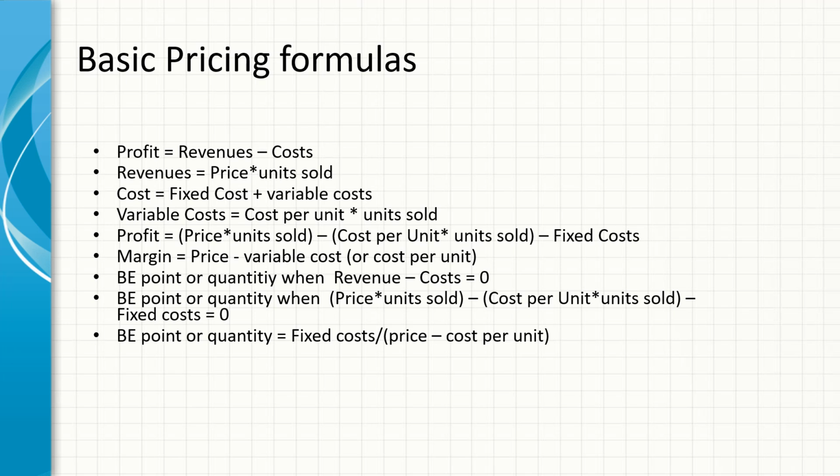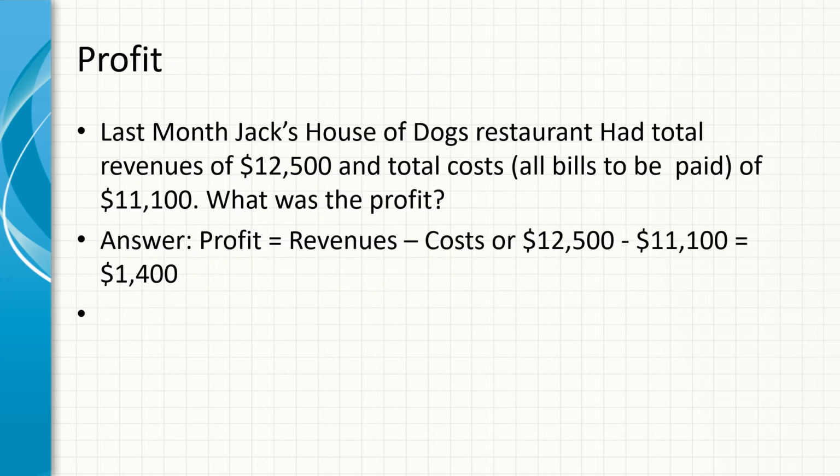And so the break-even point, or the break-even quantity, is the quantity of units at which revenues equal costs. So the break-even quantity is the fixed cost divided by the margin, that is price minus cost of goods sold. That determines the break-even point or quantity. So let's go through an example for each one of these.